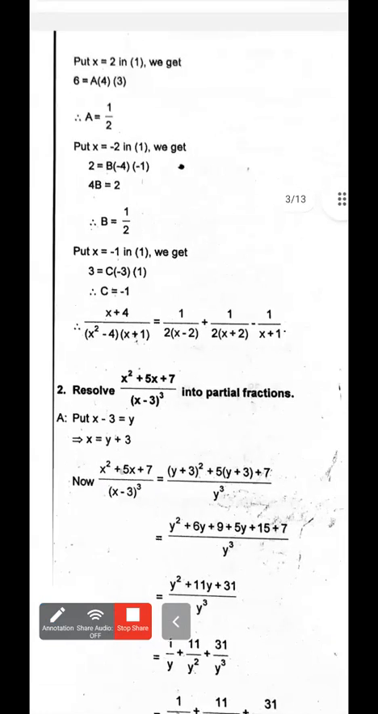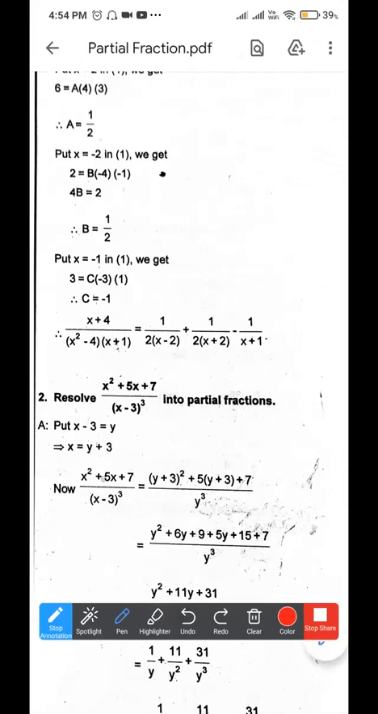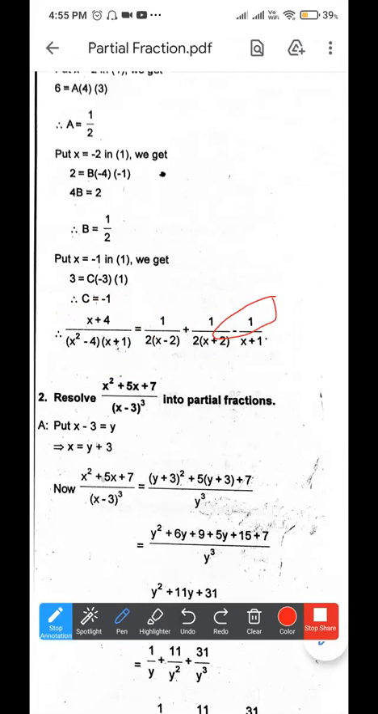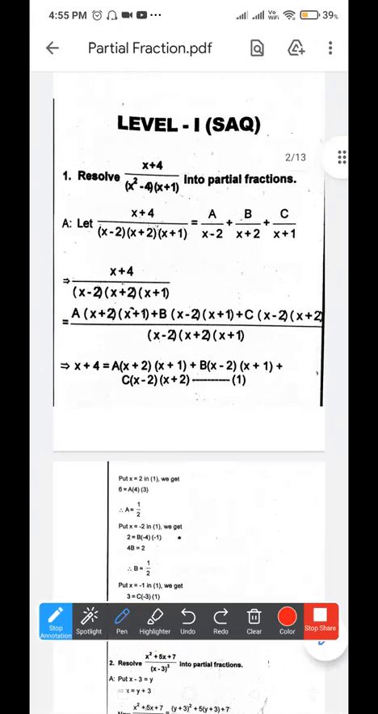Okay, c is equal to minus 1. So finally you will get this equation. A is 1 by 2, b is 1 by 2, and c is minus 1. But in this equation we are substituting the values. In this equation, what are we doing? We are substituting the values.